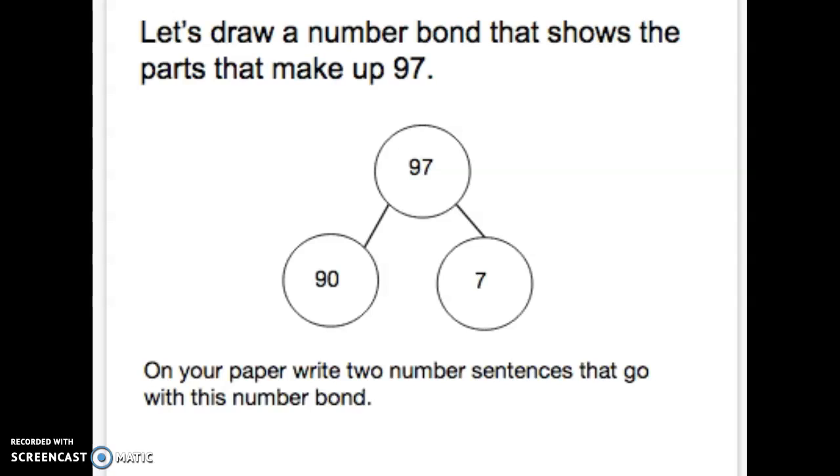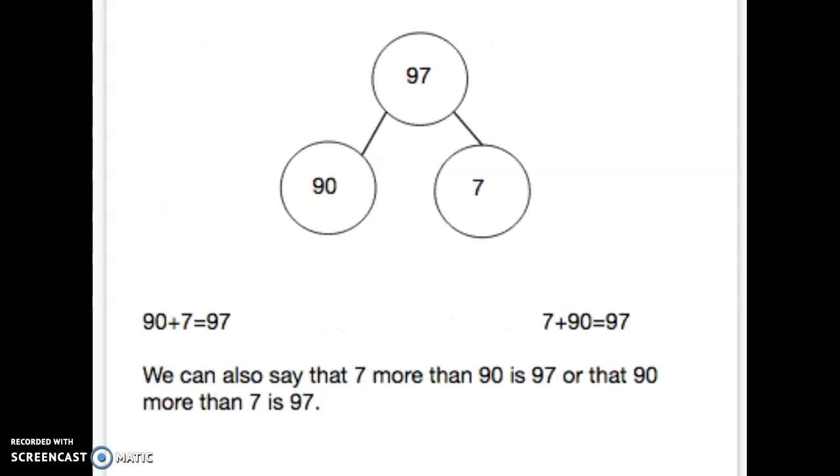Let's draw a number bond that shows the parts that make up 97. If you remember, the number bond is your part, part, total. So we have 90 and 7 as our two parts, and that makes up the number 97. Now on your paper, practice writing the two number sentences that match this number bond. We can say that 7 more than 90 is 97, or we can say that 90 more than 7 equals 97. Either way, both of these number sentences are correct.